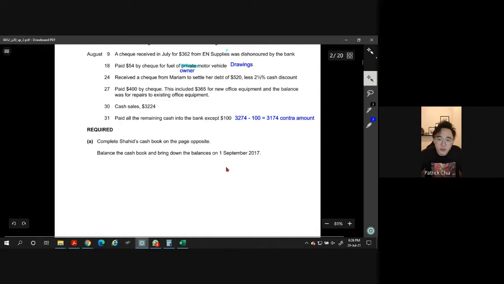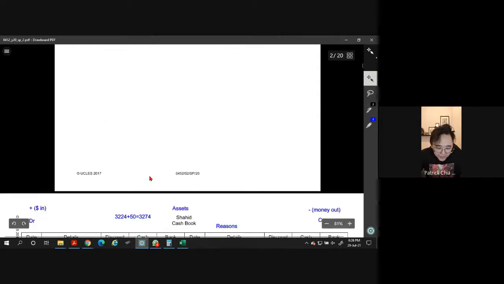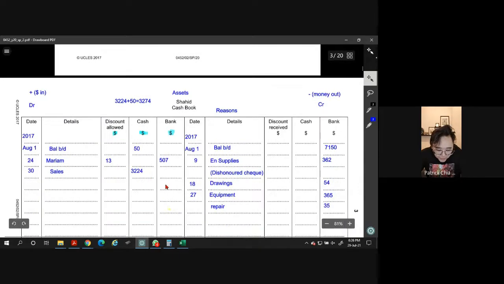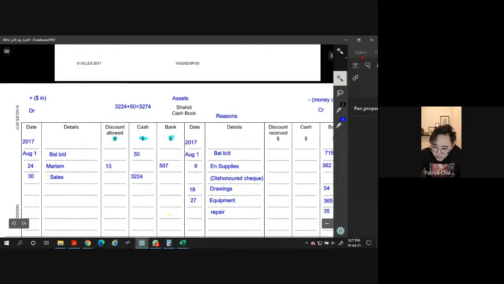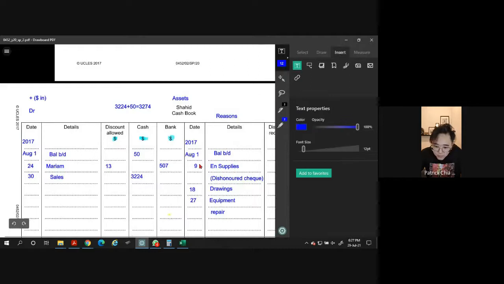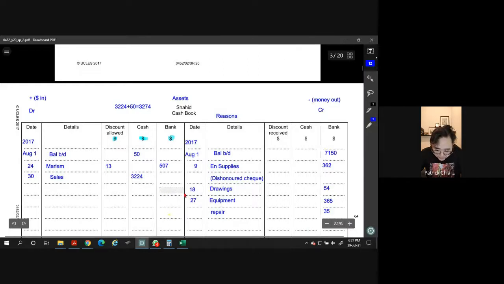Okay, so now we can do our contra. So we do money in, right? So money in into bank. Okay, money in into bank. So 3174, go to bank. Yeah.